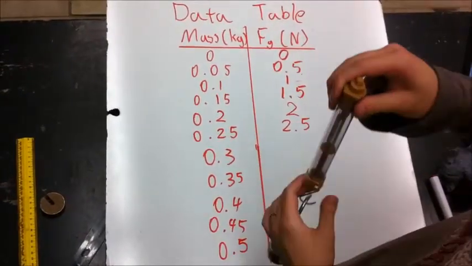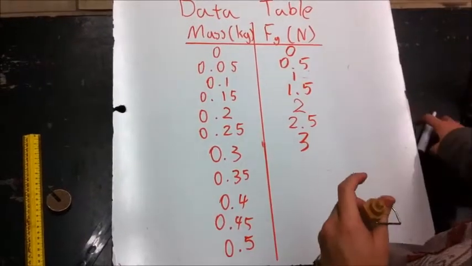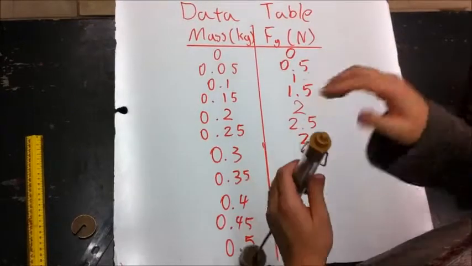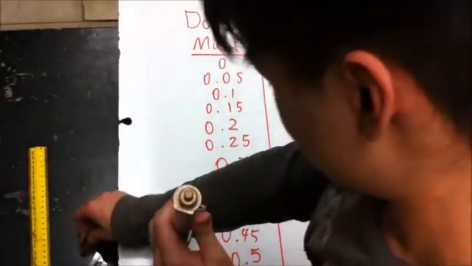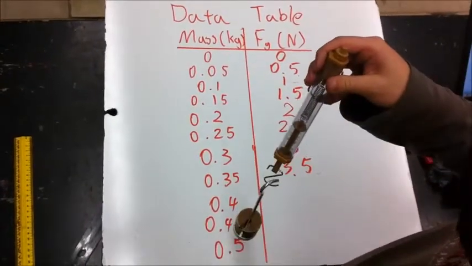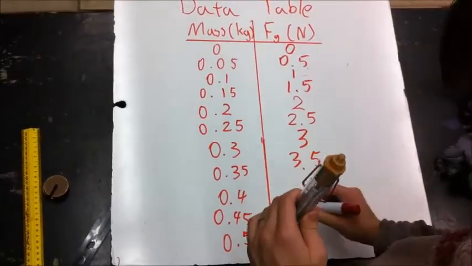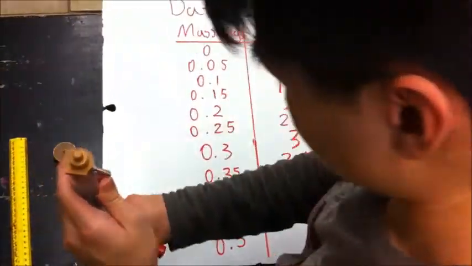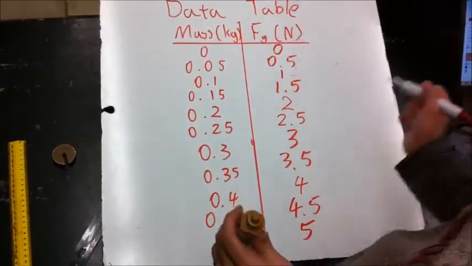The 0.3 kilogram mass shows a force of approximately 3 newtons. The 0.35 kilogram mass shows a force of approximately 3.5 newtons. The 0.4 kilogram mass shows a force of approximately 4 newtons. The 0.45 kilogram mass shows a force of approximately 4.5 newtons. The 0.5 kilogram mass shows a force of approximately 5 newtons.